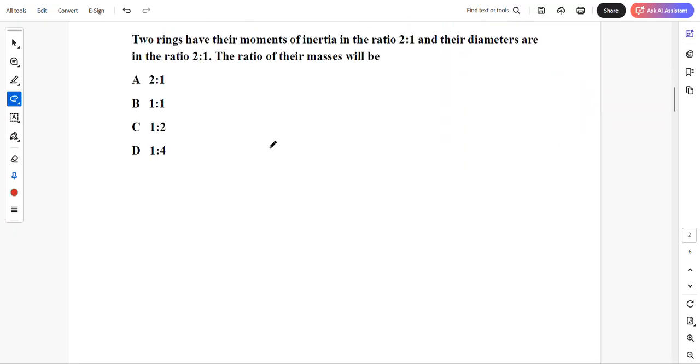It is saying two rings have their moments of inertia in the ratio 2:1. What they have given? Two rings have their moments of inertia, that is I1 by I2 is equal to 2 by 1. And their diameters are in the ratio 2 by 1. The ratio of their masses, that is m1 is to m2, is equal to how much?